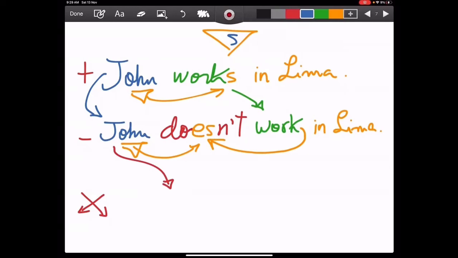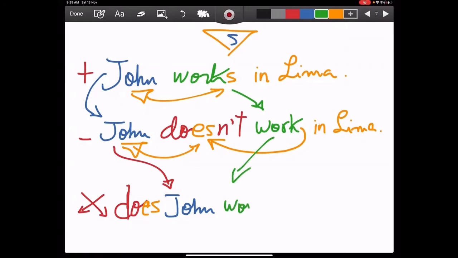Talking about question form or interrogative form, John will go to the second place. And the opening question word is no longer do, it's does, because John is a singular subject. And the question is, does John work in Lima? And I conclude the question with the closing question mark. I repeat, does John work in Lima? These are the three forms for subjects that are of the group of the singular, the triangle, he, she, or it.